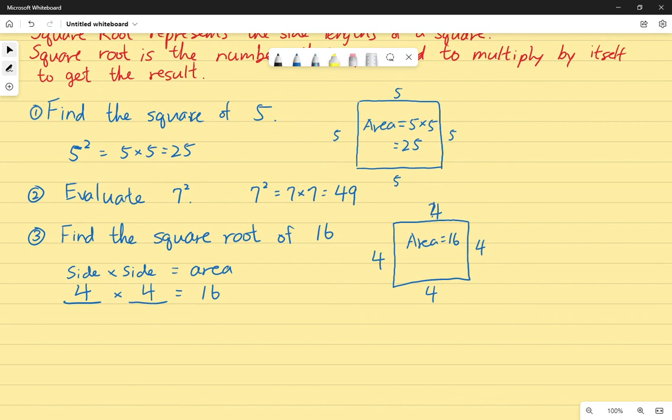So what's the square root of 16? The answer is 4. Put that in the box so I know it's the answer. Let's put all the answers in a box so I know that this is the answer.